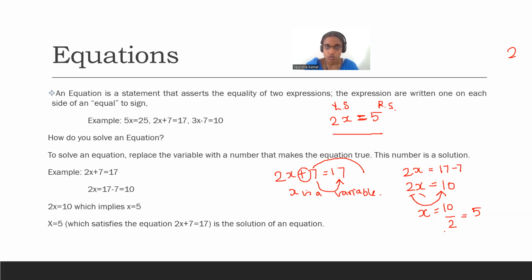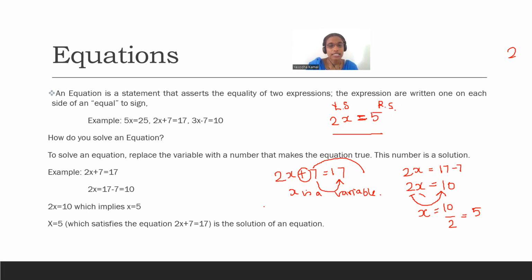Do you have any doubts so far about what you have learned? Can you tell me now what is an equation? Yes, an equation is a statement that connects two expressions, which can be on the left side or the right side of the equal sign. We have learned how to solve an equation, that is, by transposing the numbers. I have given a very simple example, 2x plus 7 is equal to 17. I'm transposing this 7 to the 17, and we find the value of the unknown variable here.